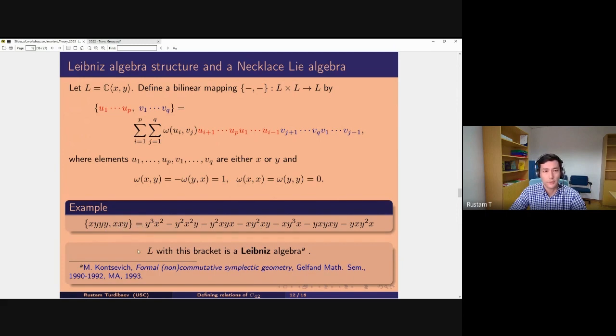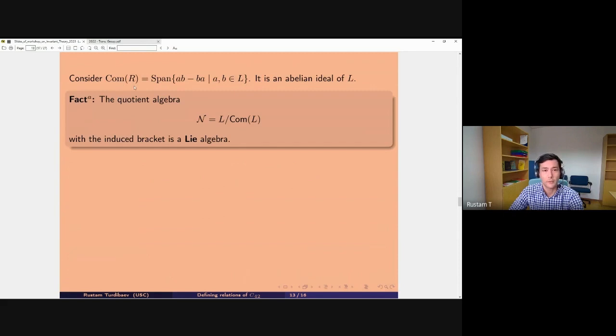And with this bracket, it turns out this becomes a Leibniz algebra. A Leibniz algebra is a sort of non-skew-symmetric generalization of a Lie algebra. Now, if you don't know what a Leibniz algebra is, it doesn't matter, because what we'll do now is consider the commutator space here, made of all words like this, which are just formal words of AB minus BA, where A and B are words. So this becomes an abelian ideal in this Leibniz algebra, so we can take a quotient. Once you take a quotient, it turns out this becomes a Lie algebra. It's one of the examples of necklace Lie algebras that are known, maybe introduced by Bocklandt and Le Bruyn on general quivers.